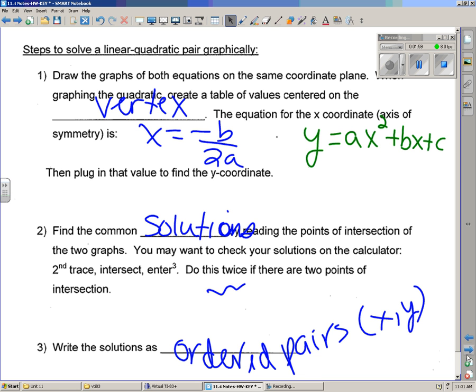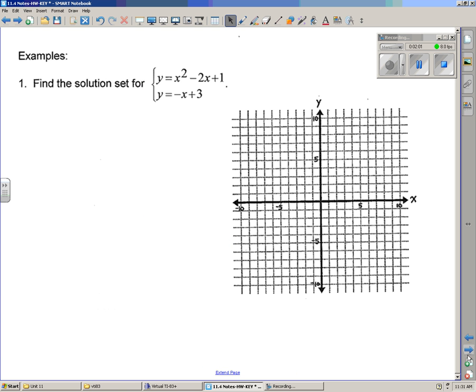So here's where we're going to go. Find the solution set for these two particular functions. If I worry about the line first, I'm going to graph that where my y-intercept is 3 and my slope is -1. So I'll go down 1 over 1 or up 1 over 1. And there happens to be my line. Again, to label it is a good idea.